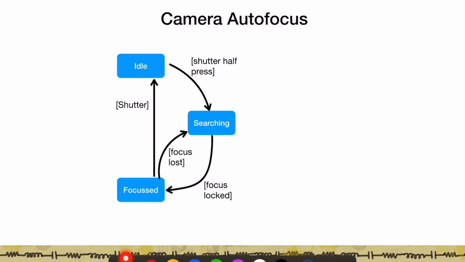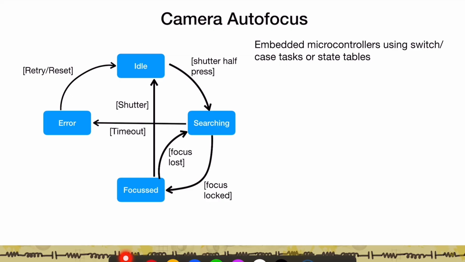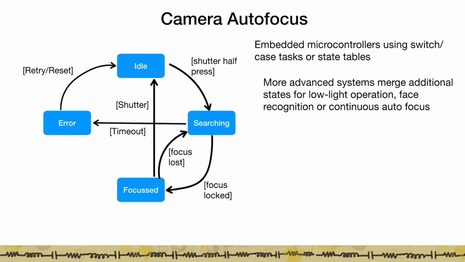If the focus is lost, then it goes back into searching and continues till focus is found. If a timeout occurs, then you send it into an error state, and the error state is again reset back into the idle state. So again, very similar to the previous applications. Typically, these are implemented using state tables, like how we saw in the Verilog videos.